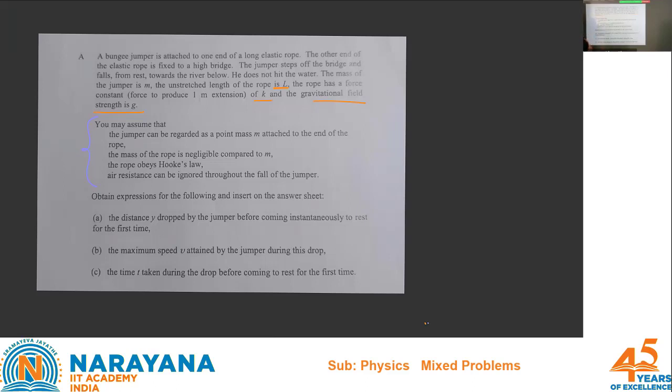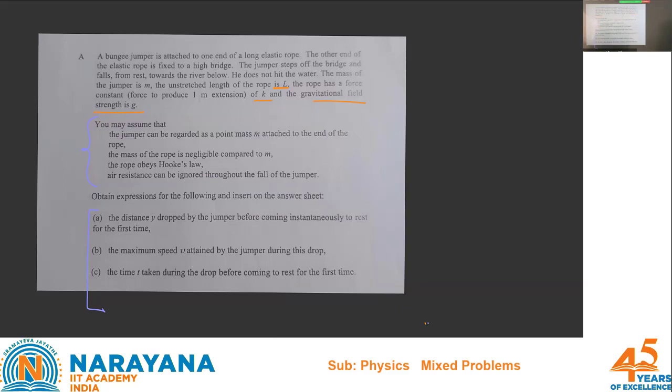Mass of the rope is negligible. You have to obey Hooke's law. Air resistance is ignored throughout the fall. So there are a few things he is willing us to answer. Distance stopped by the jumper before coming instantaneously to rest for the first time. Maximum speed attained by the jumper during his drop, and the time taken during the drop before coming to rest for the first time.